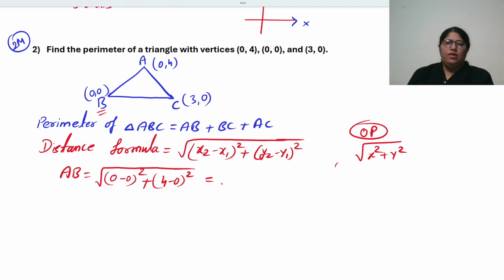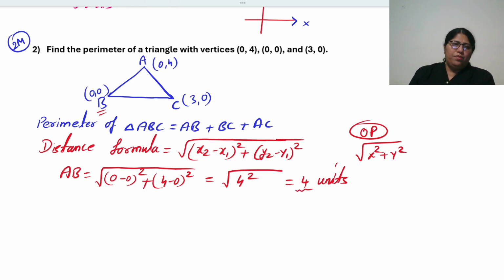Now what is the value here? 0 minus 0 is 0. 0 square is also 0. So you are left with 4 minus 0, which is 4, and you are left with 4 square, and the square root of 4 square is 4. No units are given, so you'll write down 4 units, not centimeter or meter. This is your first finding.